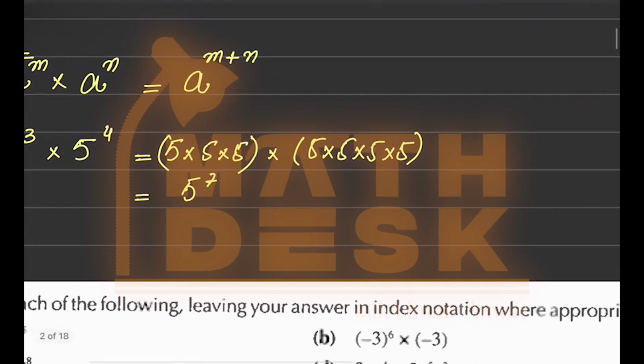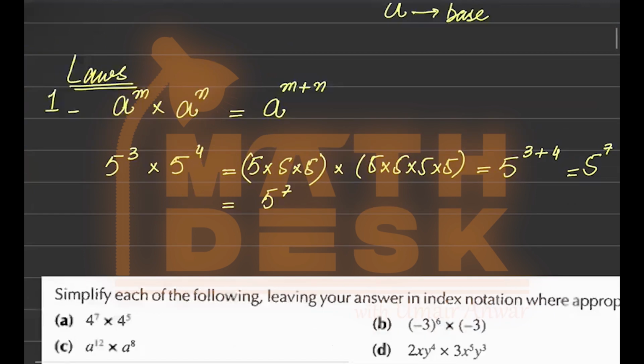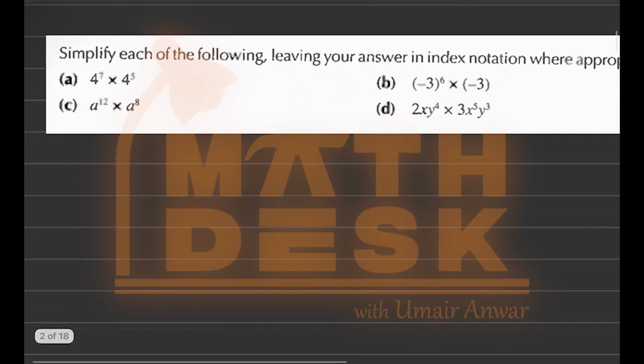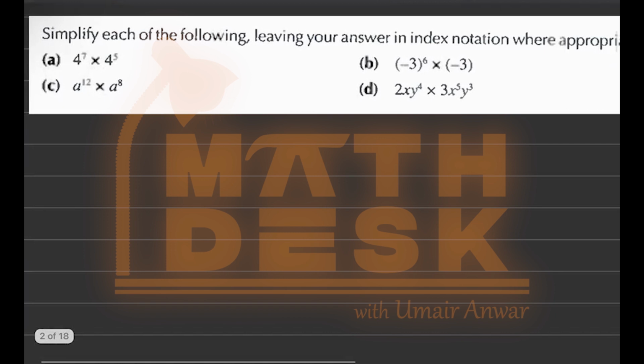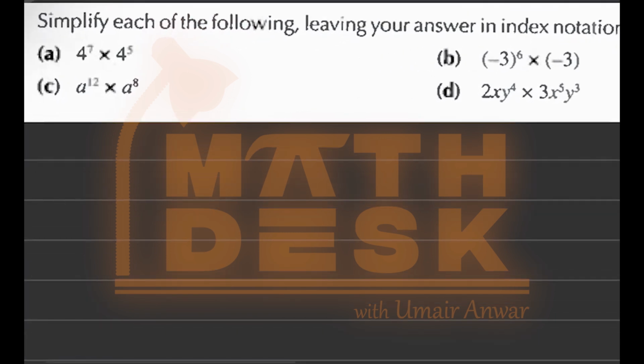So the law of indices says that you should simply add the powers which were written on the same base, and the sum of the powers would represent the answer that you should get. So if we are trying to find out the answer in the index form, then 5 raised to 7 would be the answer. Now to practice this law, I've written over here some examples.